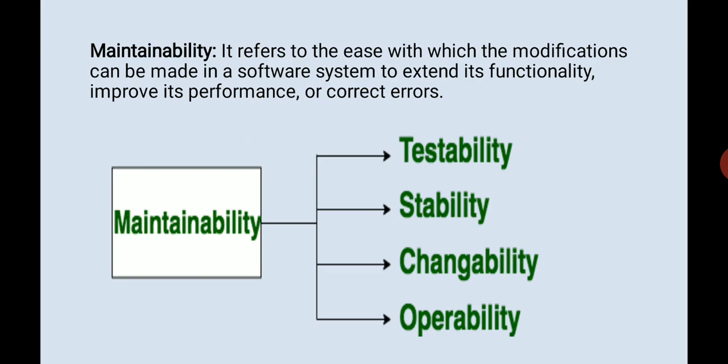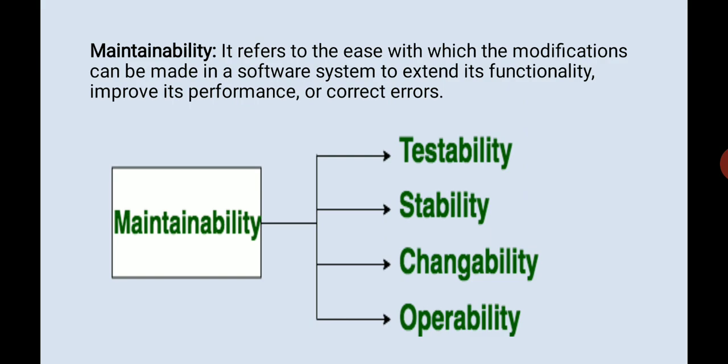Next we come to maintainability. Maintainability refers to the ease with which modifications can be made in a software system, right? So if I want to modify my software, it has to be done very easily. I should not face any difficulty doing it, right? It is done to improve the performance or to correct errors, so it has to be very easy.